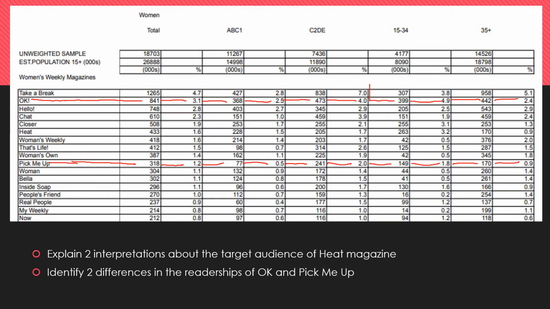Here's another example set of data. This time it's for magazine consumption. So similar questions: explain two interpretations about the target audience of Heat magazine. Identify two differences in the readerships of OK and Pick Me Up. Almost identical question to before. See if you can do it yourself. Look at the data, try and pick out the key bits of information for Heat magazine, OK and Pick Me Up, and try and answer those questions yourself.